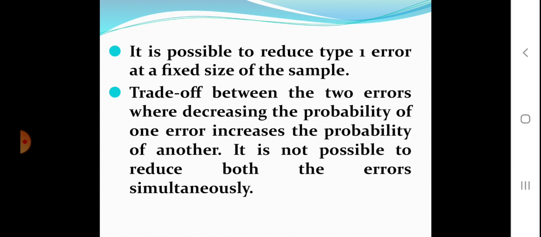So, depending on the type and nature of the test, the researcher needs to decide the appropriate level of type 1 error after evaluating the consequences of errors. Okay, this is about the probability of type 1 error.